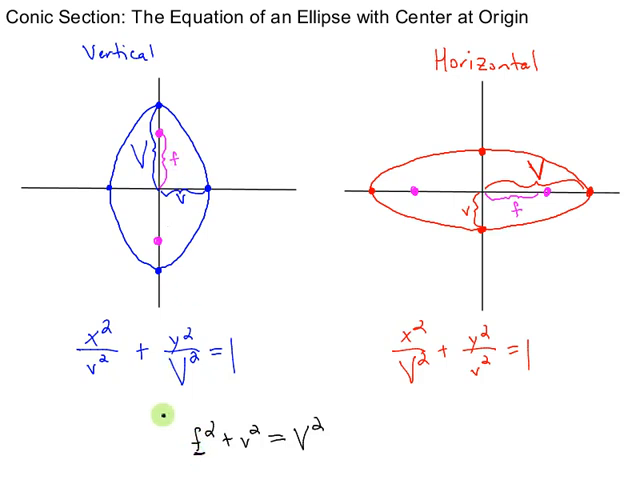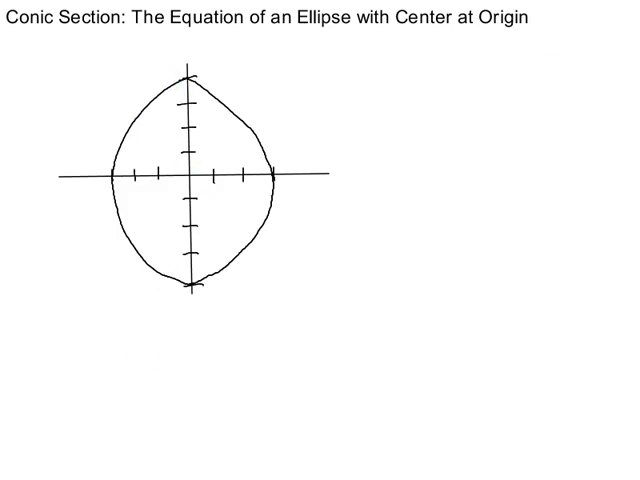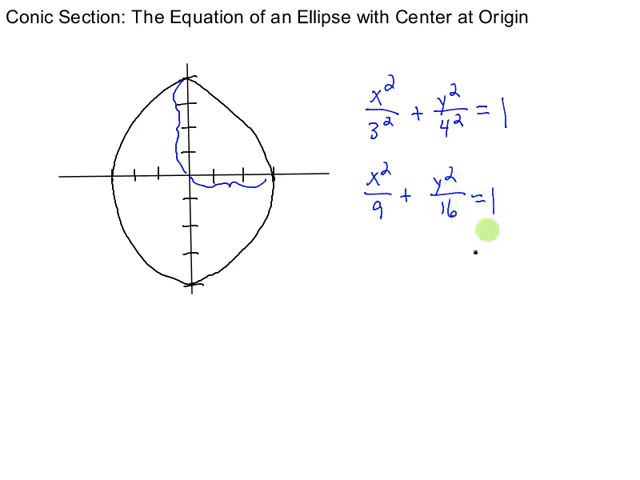Let's look at a simple example. Here's an ellipse. Let's try to find the equation of it. Well, I know it's going to be x squared over something squared plus y squared over something squared equals 1. Now, x squared is going to be over 3 squared, because this horizontal distance from the center is 3. Y squared is going to be over this distance squared, because that's the distance from the center, so that's 4 squared. So we have x squared over 9 plus y squared over 16 equals 1.